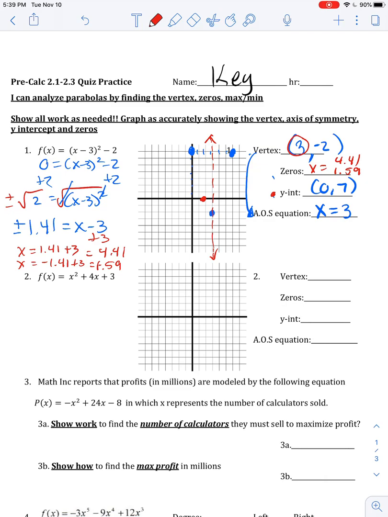I go over here, here's 1. I do my best to do 5.9. Then I go 3, 4.41. And it's good that they're kind of symmetrical because that's what should happen.